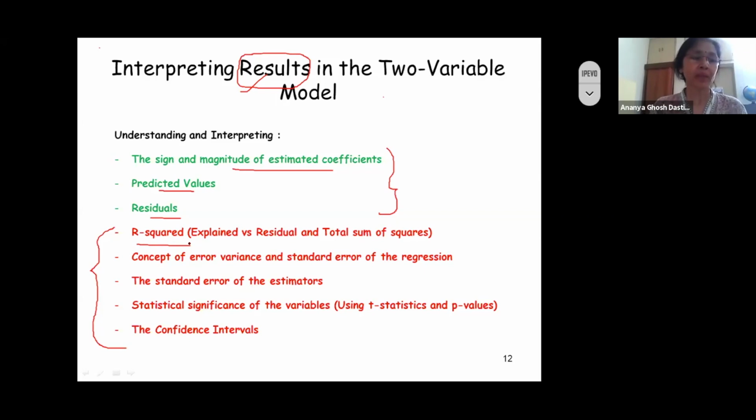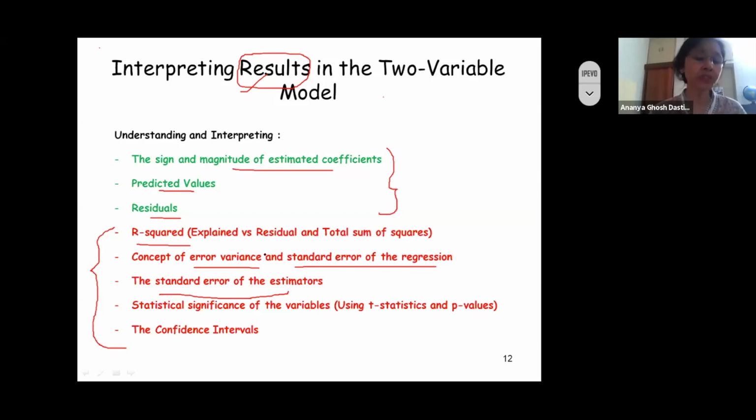And once we've understood those, we can talk about the concept of the error variance and the standard error of the regression. So these are also reported as part of the standard results when you see them. So I'll just show it to you. Now, once you know what is the standard error of the regression, you will understand what is the standard error of your estimators. So that's going to be the next thing that we talk about.